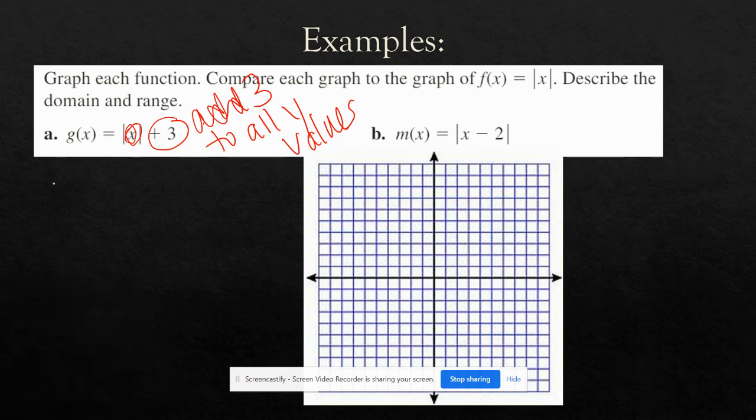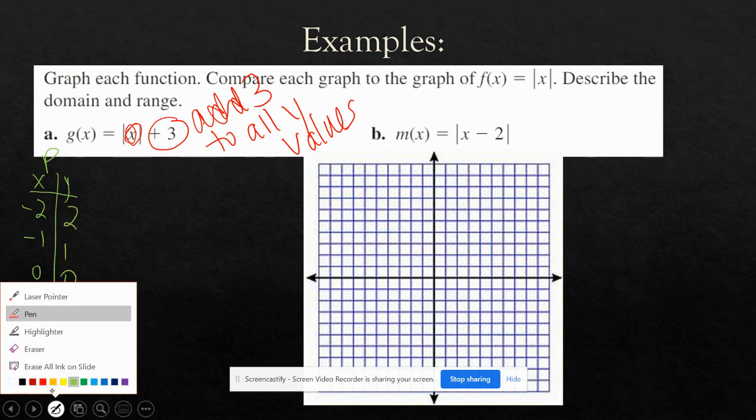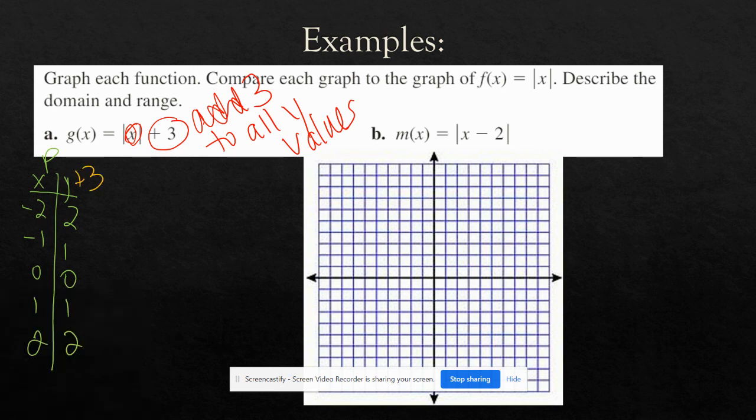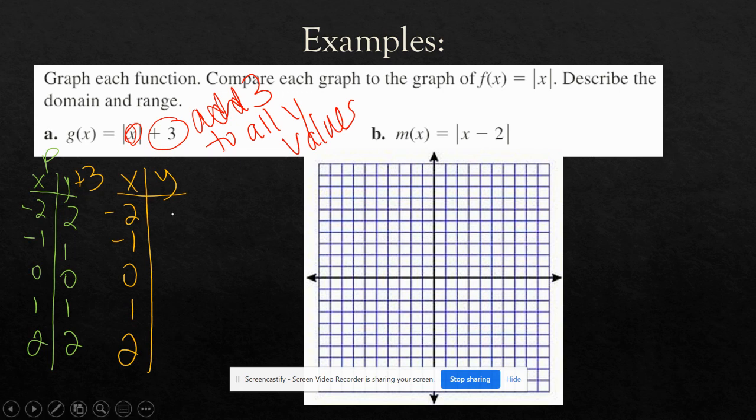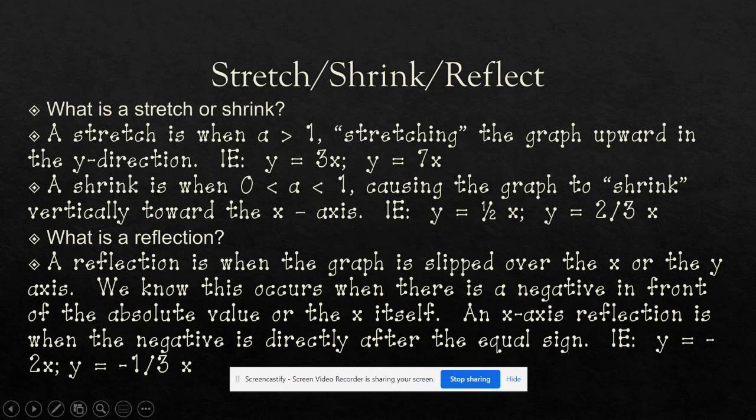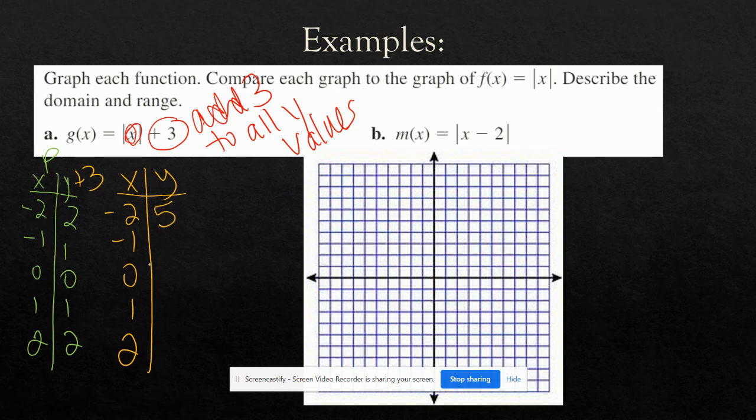If I go back to that xy table of our parent function, so I'll call it P, then I would do the y values plus 3. And so our new table, we haven't changed these x ones. 2 plus 3 is 5. 1 plus 3 is 4. 0 plus 3 is 3. 1 plus 3 is 4. And 2 plus 3 is 5.